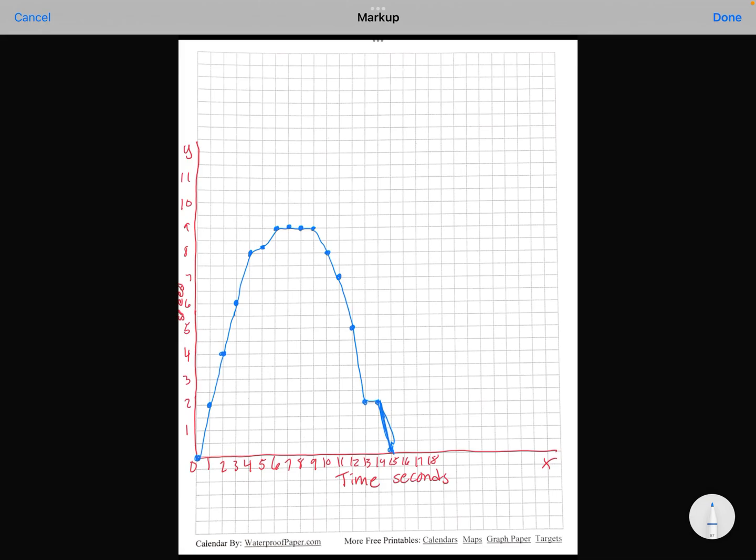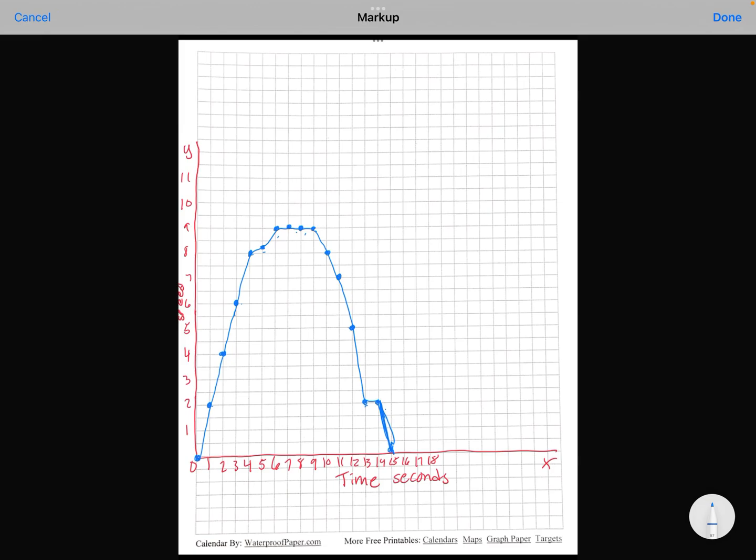So I'm going to want to add up all of my speeds right here, and I have to divide it by the number of speeds I have. So I have 15 points plotted on my graph. So I'm going to add up all of my speeds and divide by 15. That's for number 1. So I'm not going to give you the answer. I want you to solve it.